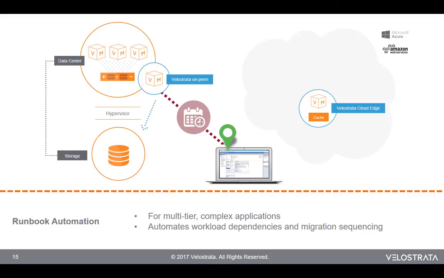Runbook automation is designed to facilitate migration of multi-tier, complex, stateful applications. This capability allows the user to define VM dependencies and order of migration for multi-tier applications.